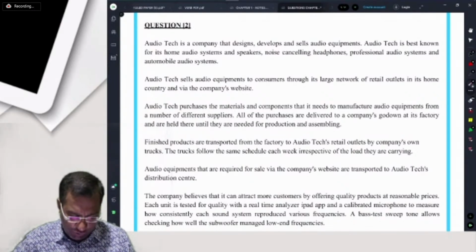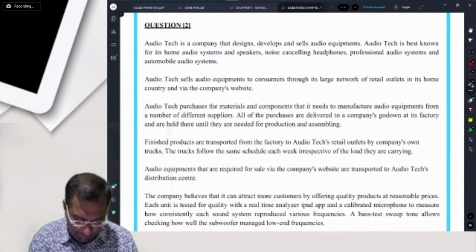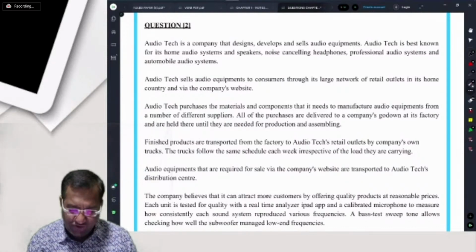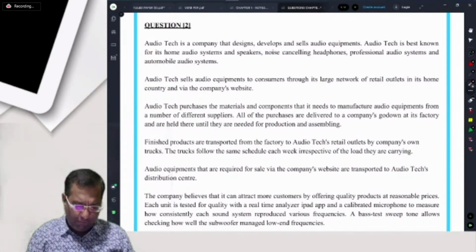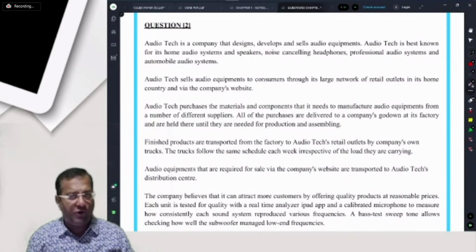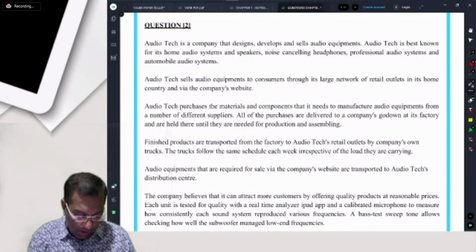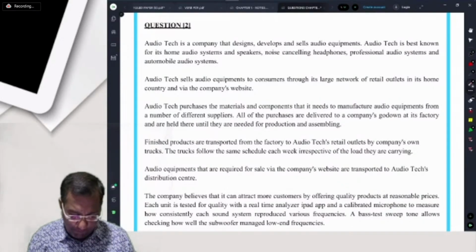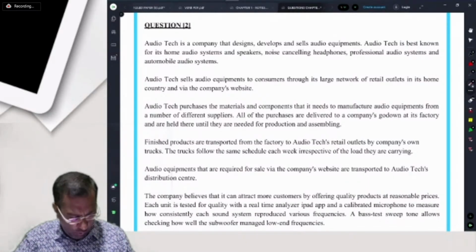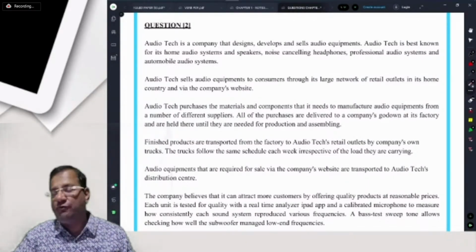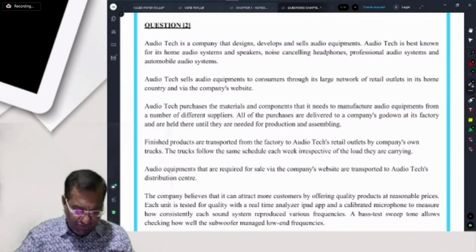The company is best known for its home audio system and speaker, noise cancelling headphone, professional audio system and automobile audio system. The range given is that audio equipment can be the home audio system, professional audio system and automobile audio system. The company sells audio equipment to customers through its large network of retail outlets in its home country and via the company website. Can you please tell me, beta?